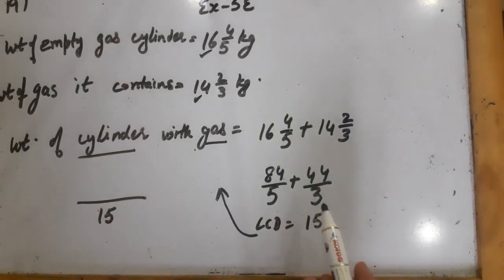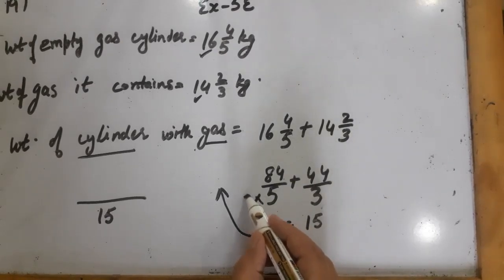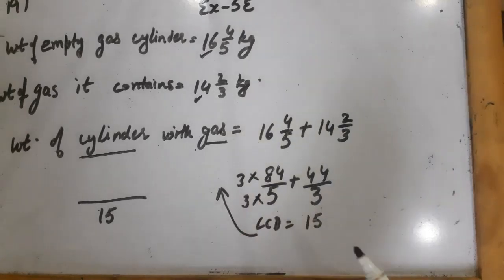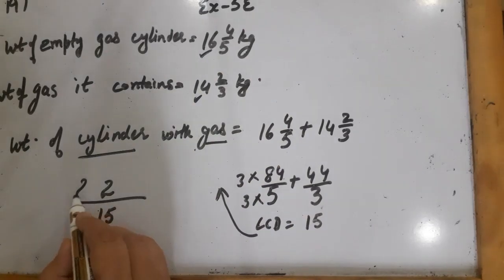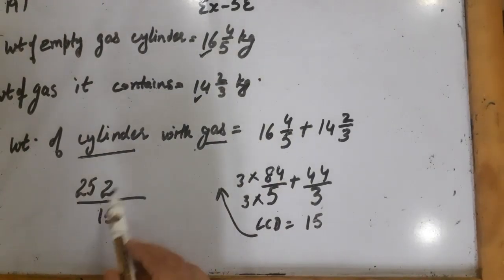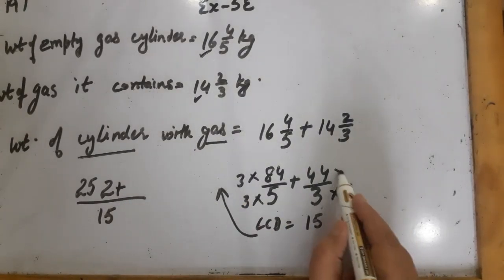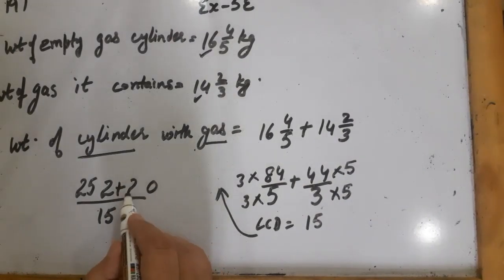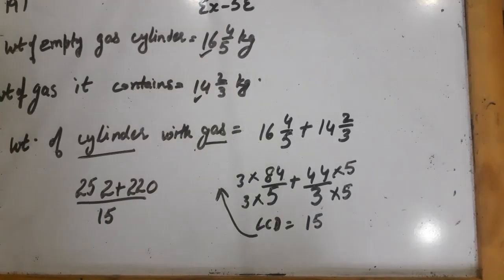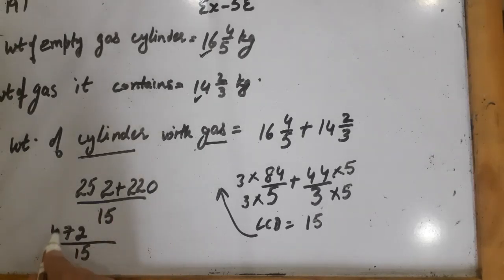Now I have to change the numerators. Now if I see, 5, how will 5 become 15? By multiplying by 3. It means this also I'll multiply with 3. 3 4s are 12, 8 3s are 24 and 1 is 252. Yes, and now 3 5s is 15, so it means 44 I will multiply with 5. 5 4s are 20 and this becomes 22, so 220. So now when I add, what will you get?